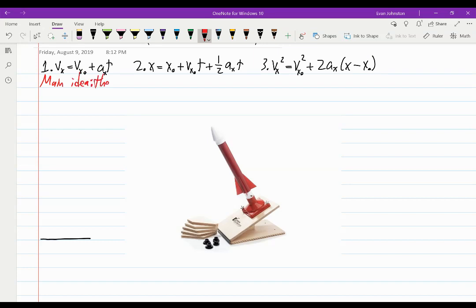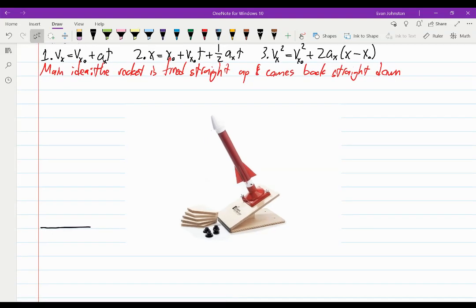is that the rocket is fired straight up and comes back straight down. So we're neglecting the wind, we're neglecting it blowing or being slightly angled. So we're just assuming it goes straight up and straight down.